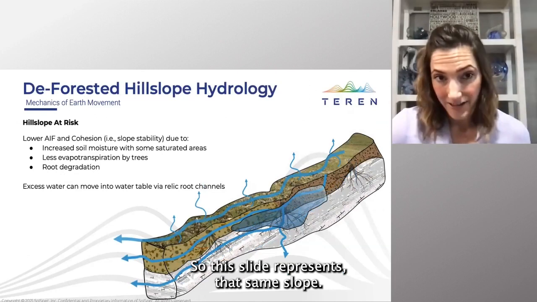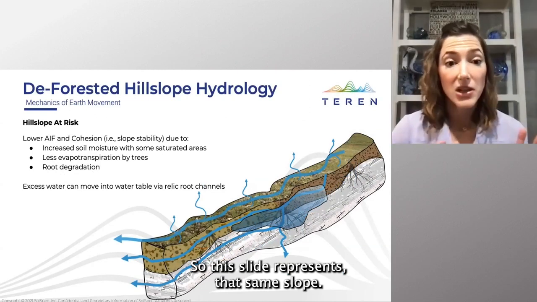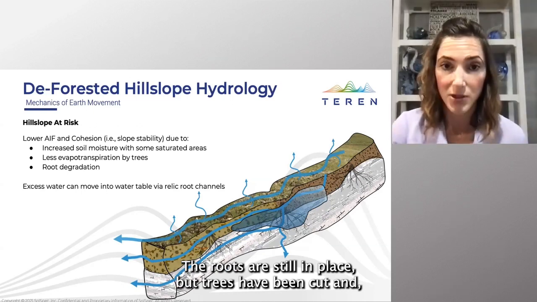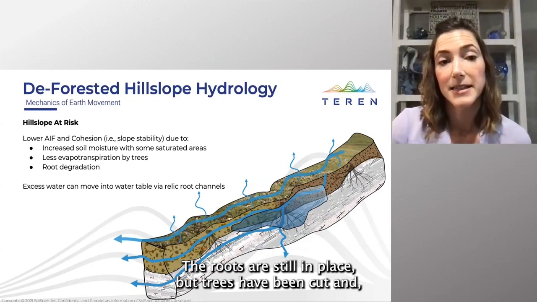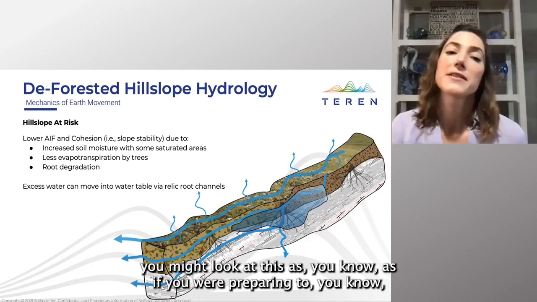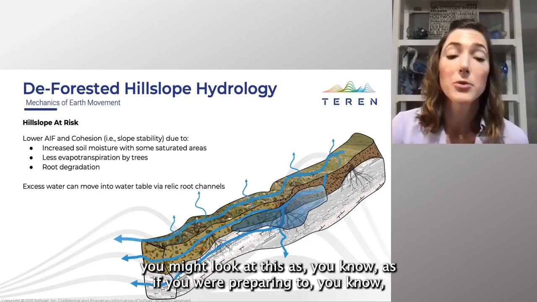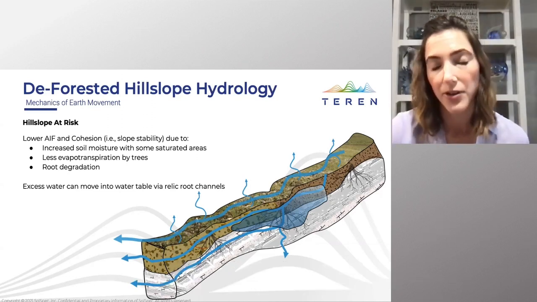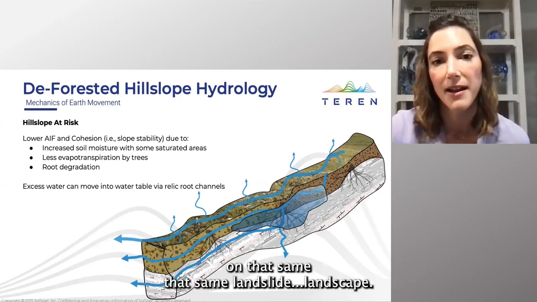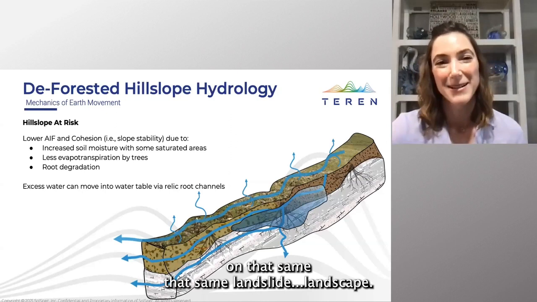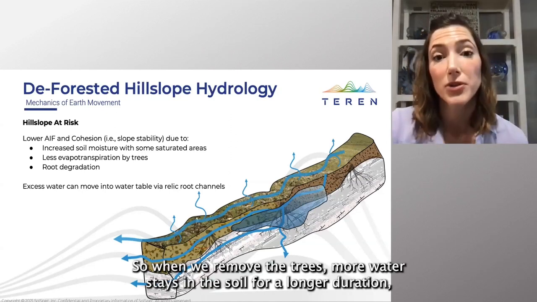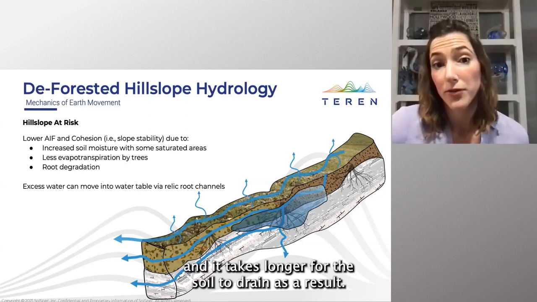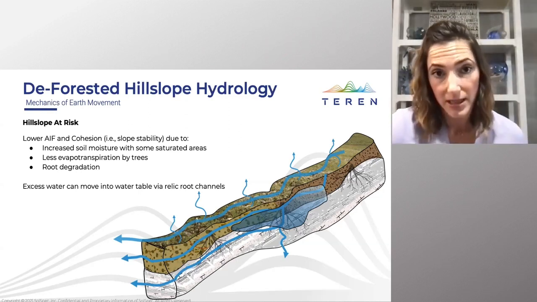So this slide represents that same slope. However, the trees have been removed. The roots are still in place, but the trees have been cut. And you might look at this as if you were preparing to construct a pipeline or other infrastructure on that same right of way, or on that same landscape. So when we remove the trees, more water stays in the soil for a longer duration, and it takes longer for the soil to drain as a result.